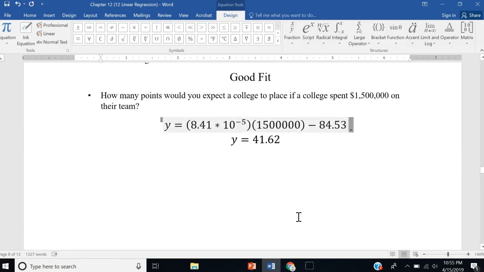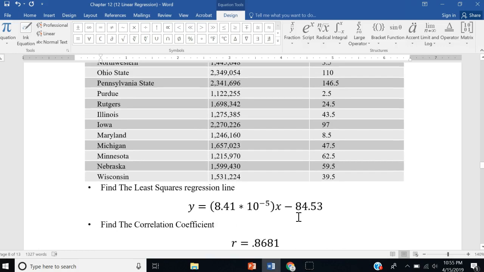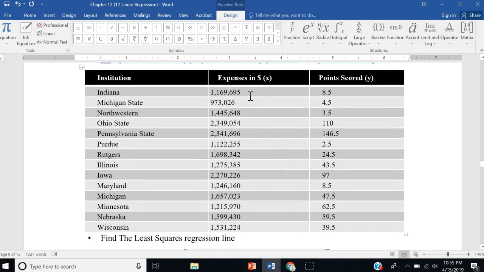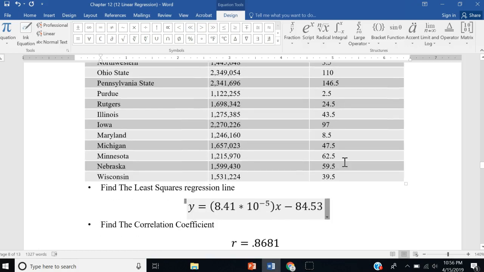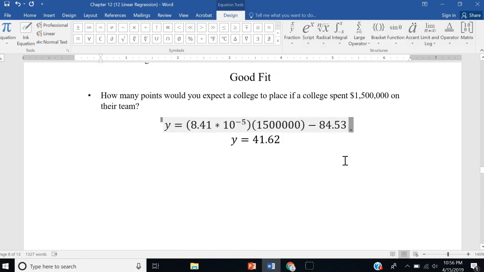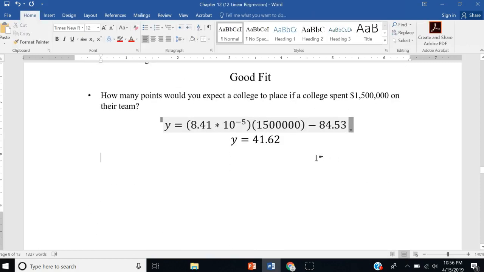So what that means is, yes, how much money a college spent on their program does affect how many points they score. The more money they spend, the more points they're going to score. All right. So there you go.